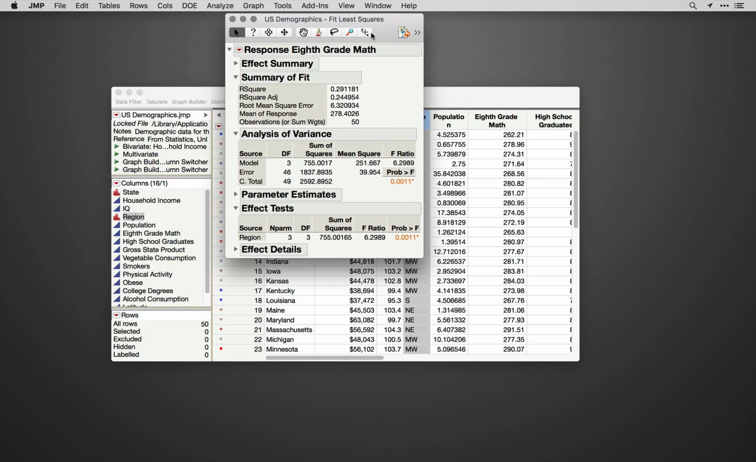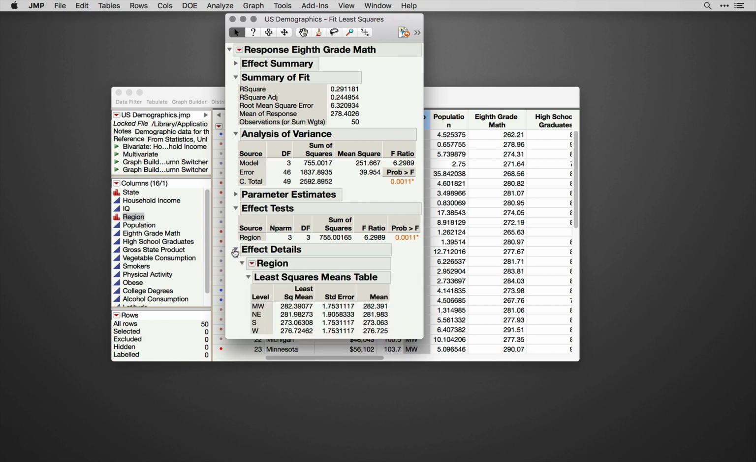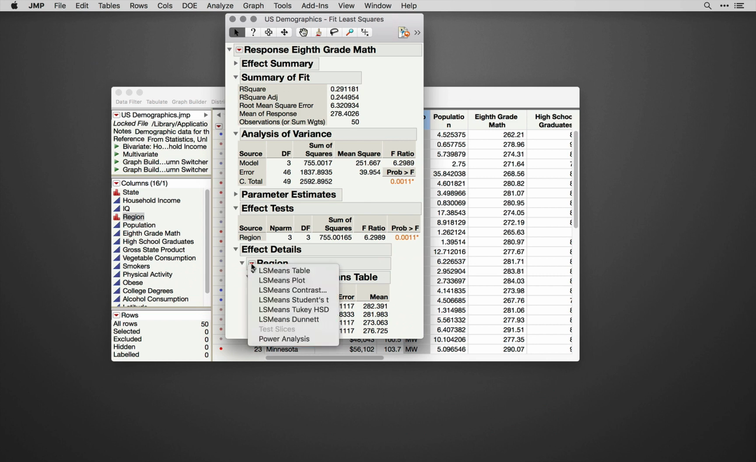We'll get our basic output, and you're going to find the linear contrast option under the effect details section. And it's going to occur under the red triangle next to a categorical factor. And so in this case, region, these are categories, they're levels of a factor. And one of the options under the red triangle you'll see is this least squares means contrast.